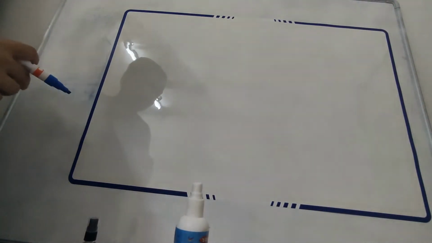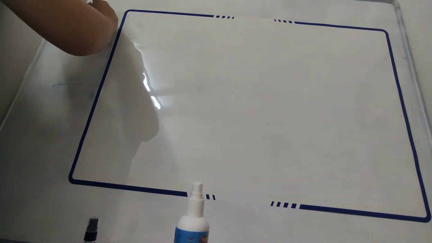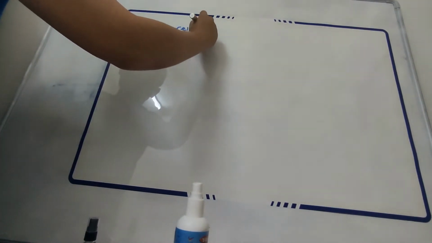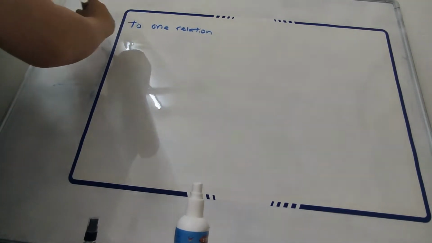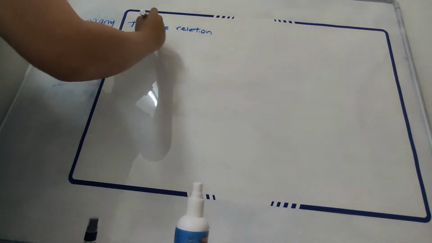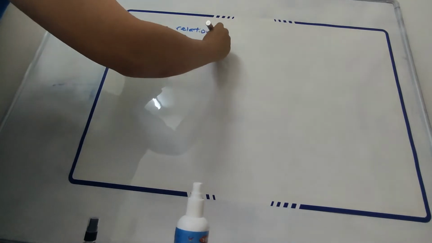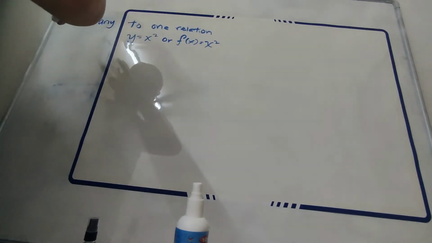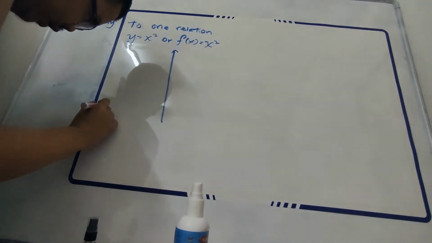The third type of relation I want to show you is the many-to-one relation. For a function that has many-to-one relations, we have a simple example known as y equals x squared. It's a quadratic function, or you can write it this way, f(x) equals x squared. If we want to draw the diagram, the graph for this f(x) equals x squared, this is very simple. This is an obvious quadratic equation.